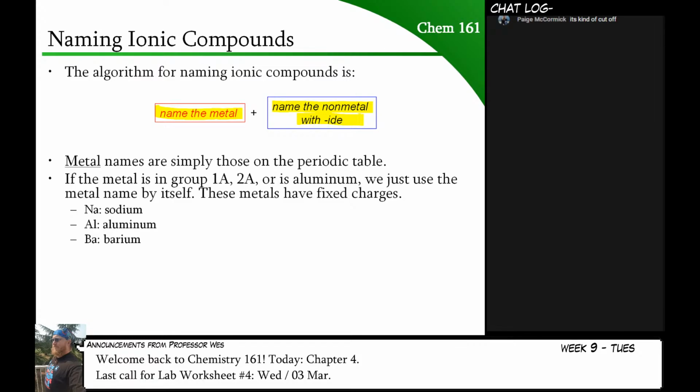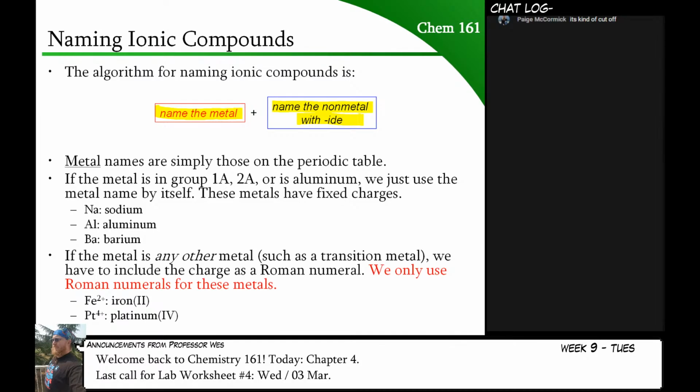So if your element is in group 1A, 2A, or aluminum, the name that you are going to apply is just its name. You don't put a charge, you don't put Roman numerals, you don't do anything like that. If the metal is any other element, then you need to indicate its charge in Roman numerals. So the 2 right here on this Fe2+ is the 2 right here in Roman numerals. Same with this 4+ on platinum.